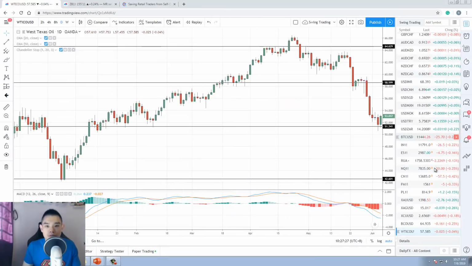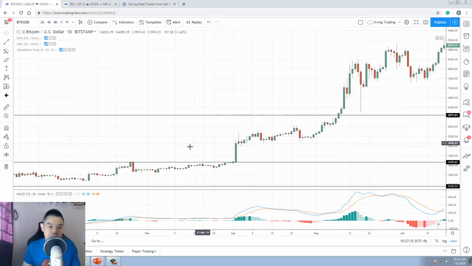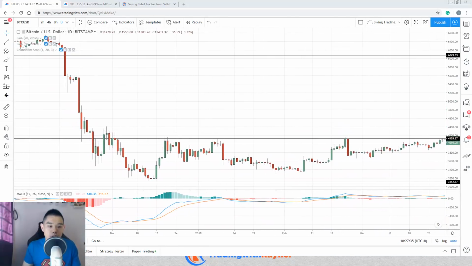Okay, so one very popular market is Bitcoin. So you can see over here, just look at this. Look at the MACD histogram. Pretty much a flat dead line, like a dead patient in the hospital. Dead. This tells you that volatility in the market is really low.